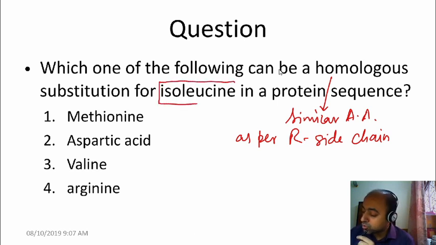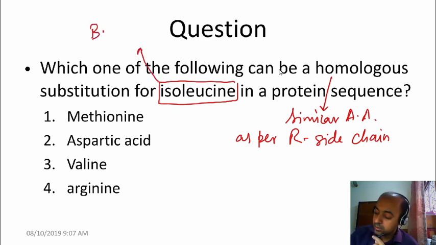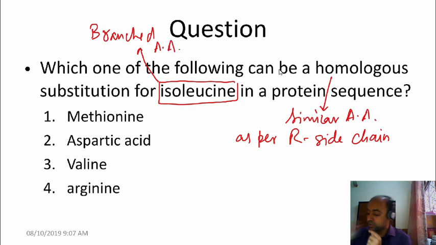You should know what type of amino acid isoleucine is, and if you recall, it was a branched amino acid. So the replacement must also be a branched amino acid. Which are the branched amino acids? Valine, leucine, isoleucine. So among these, the answer will be valine. Very good. Abhinay, Masala, Mamta, the answer is valine.